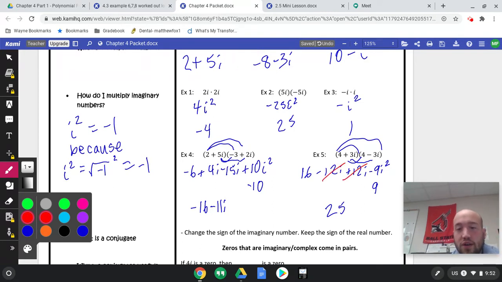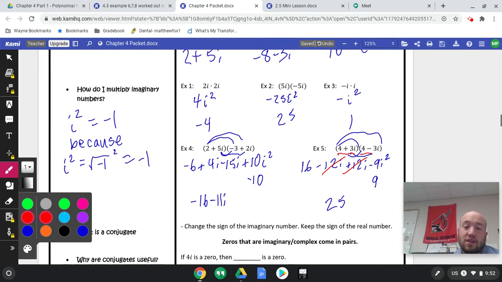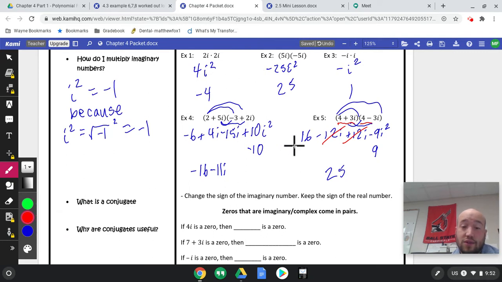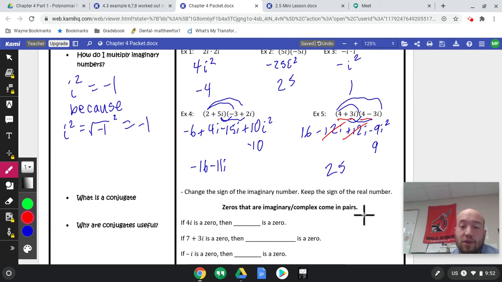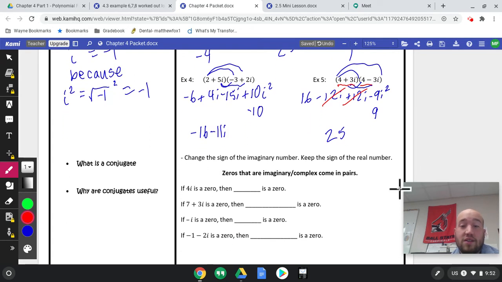Now, one thing you might notice: anytime the real number is the same and the imaginary number is the opposite, those are what we call conjugates, and they cause some things to cancel out nicely for us. So what is a conjugate? It's when we change the sign of the imaginary number, but we keep the sign of the real number. And that is how they always come.